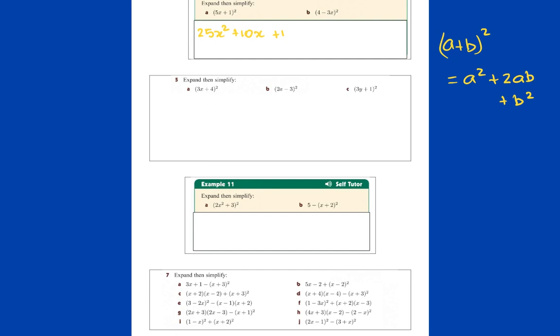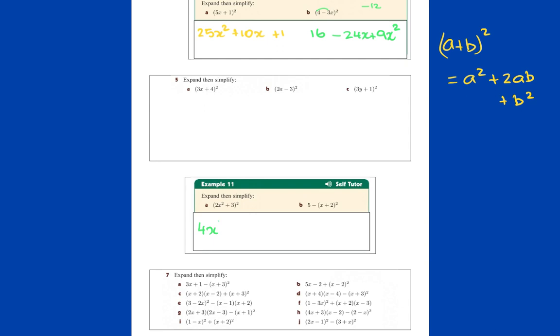Let's try the next one. a is 4, so a squared is 16. Minus 3 squared is 9x squared. And then multiplying 2 times a times b. Well, a times b is negative 12x, so 2 times that is negative 24x. Okay, I'm going to go down and do these ones in the box, and then you can have some time to practice.